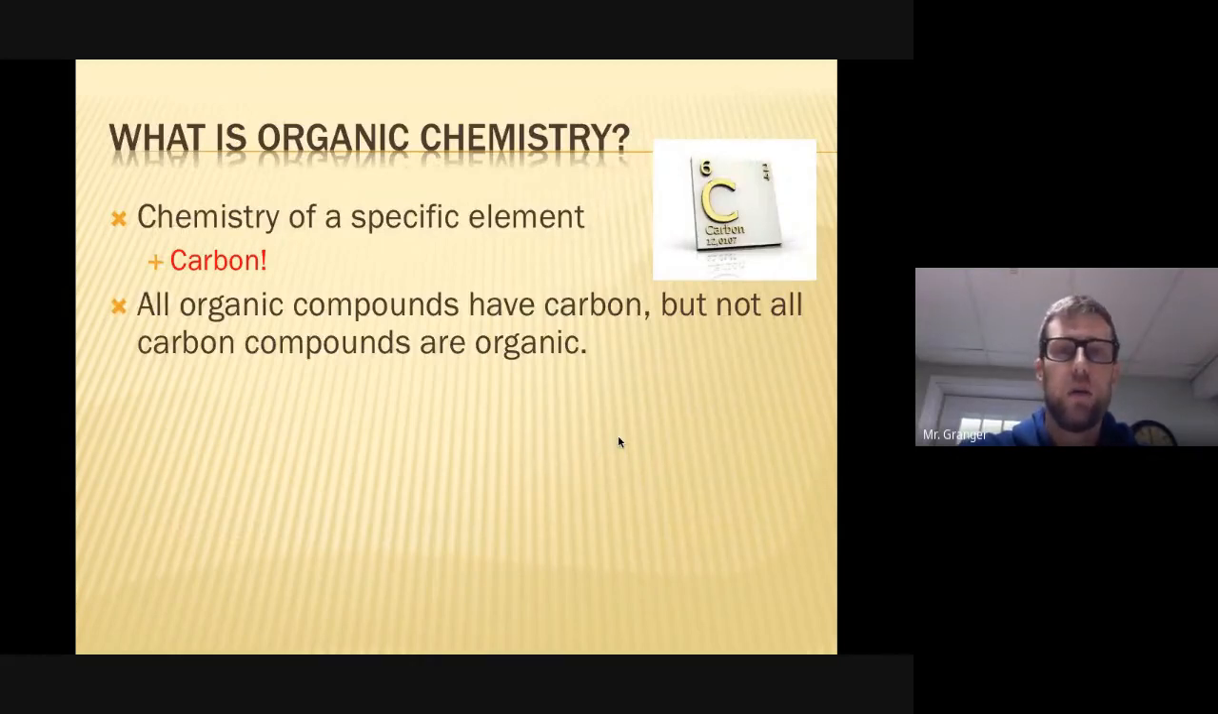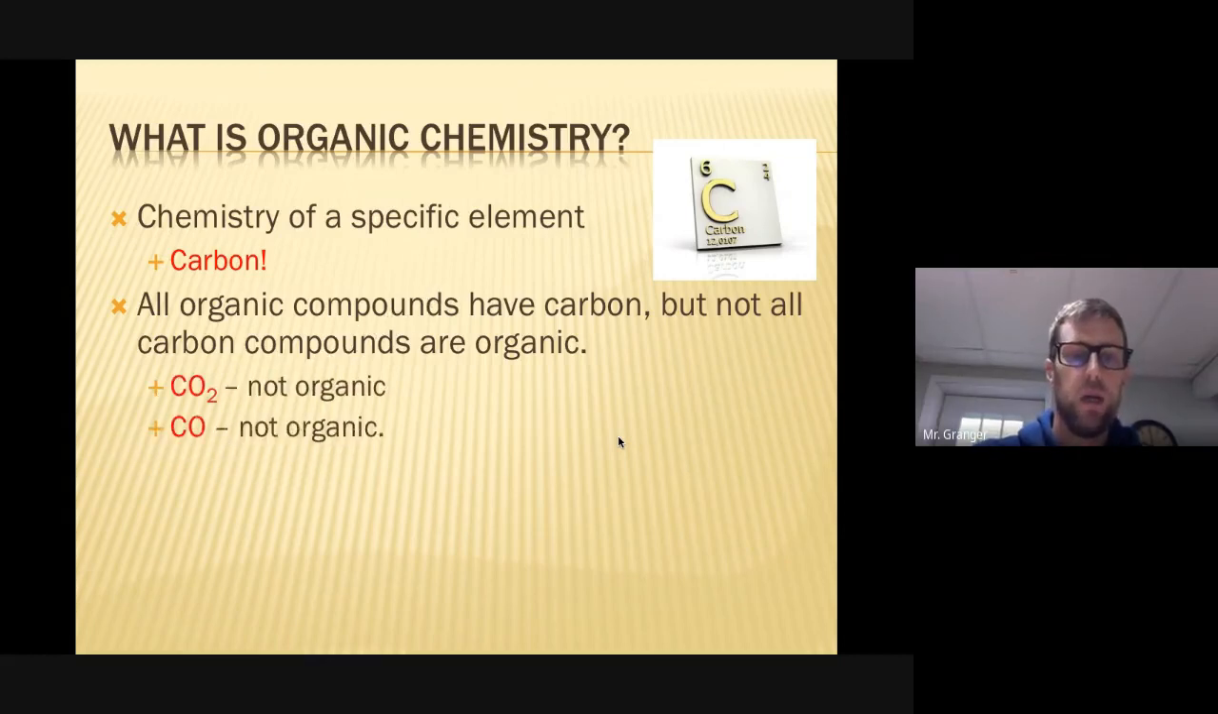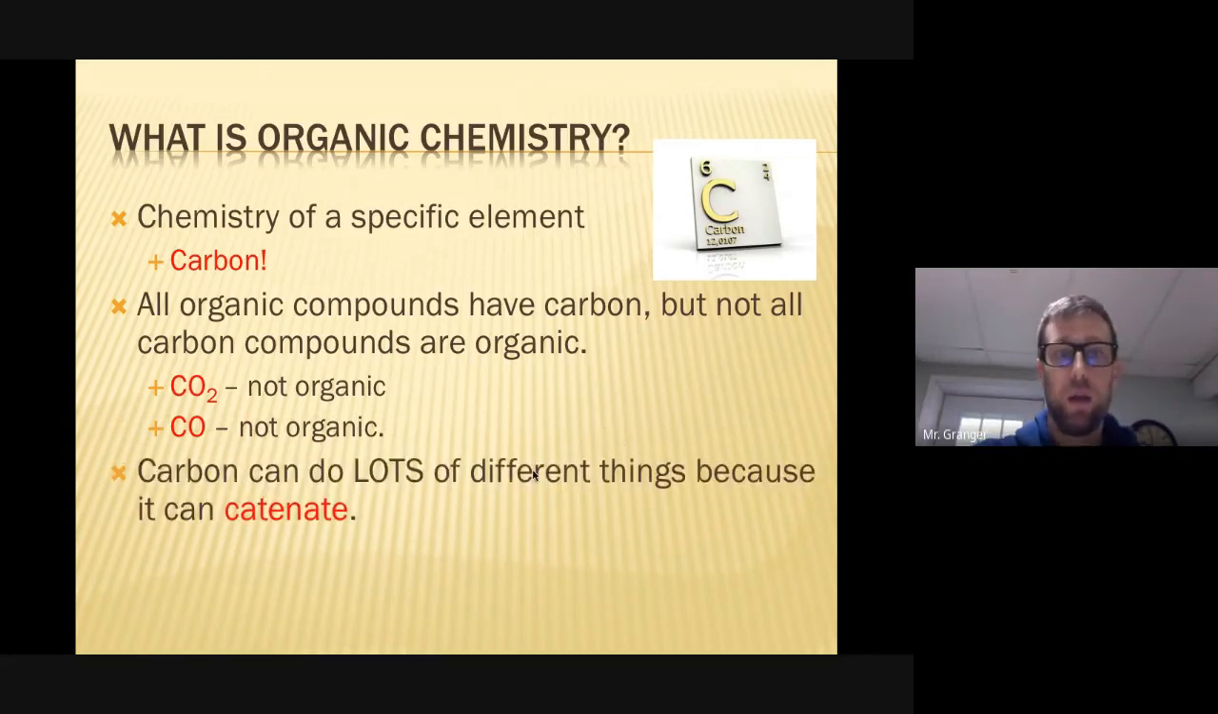field of chemistry that deals with a specific element, in this case, carbon. Organic compounds are carbon-based compounds, but not all carbon compounds are organic, okay? So please keep that in mind. CO2 is not organic, and carbon monoxide, or CO, is also not organic.